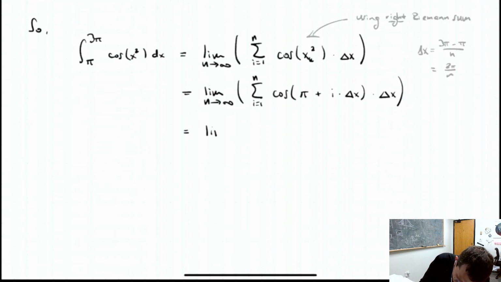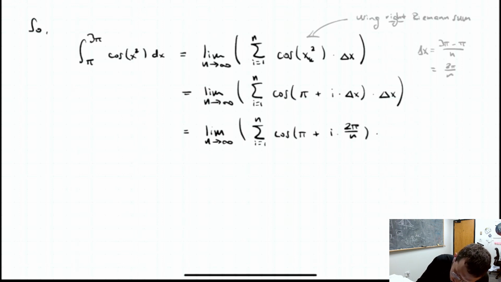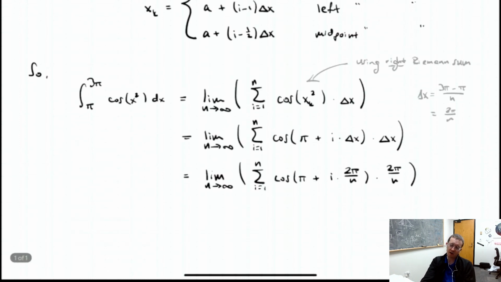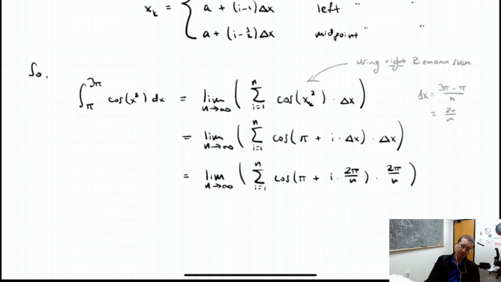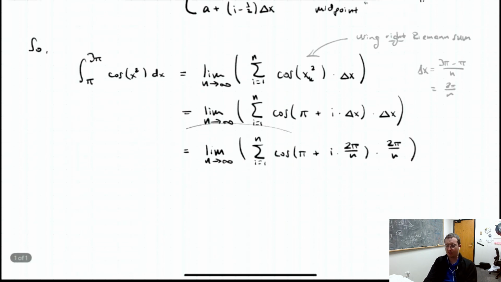So this is the limit as n goes to infinity of the sum from I equals 1 to n of cosine of pi plus I times 2 pi over n, times 2 pi over n. So you should be prepared on the final exam to look at an integral and write out this limit of Riemann sums. But we would not ask you to evaluate this.